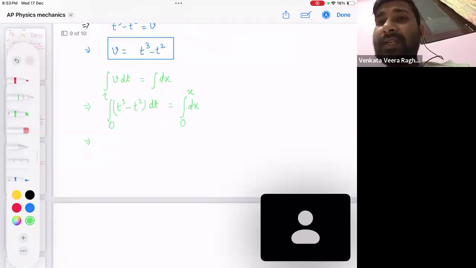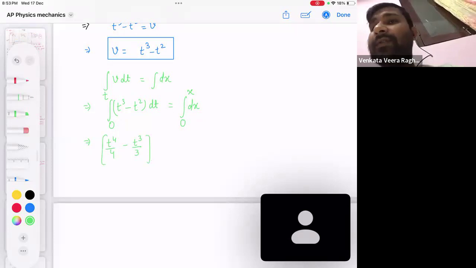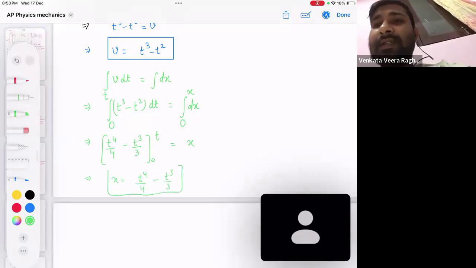So what are we going to get? t cube dt means t to the power 4 by 4, minus t square dt means t cube by 3. The limit will be from 0 to t, and on this side the integration of dx gives x. We put the limit also. So x is coming how much? t to the power 4 by 4 minus t cube by 3, after keeping the limit.